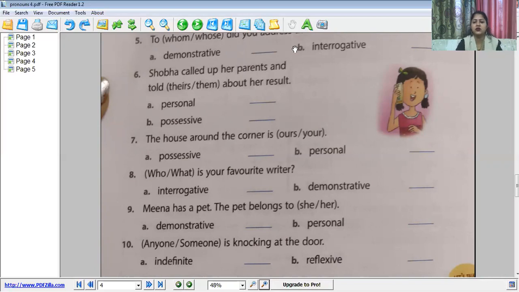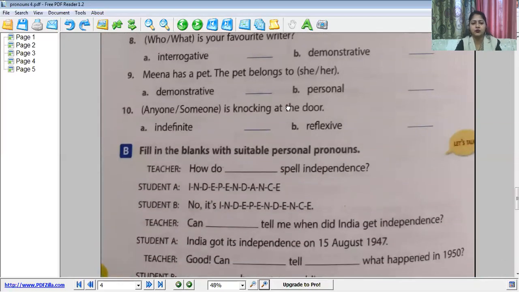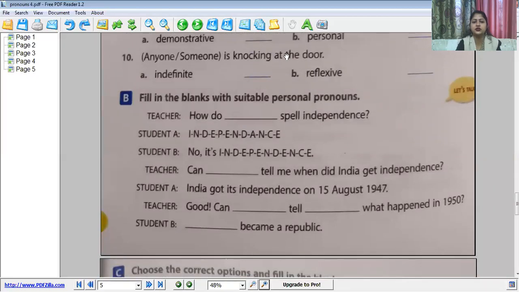Okay, children. Now we'll move on to do another exercise. You have to fill in the blank with suitable pronouns. The teacher: How do dash spell independence? How do we spell independence? Independence. Independence. No, it's independence. Independence. Independence.